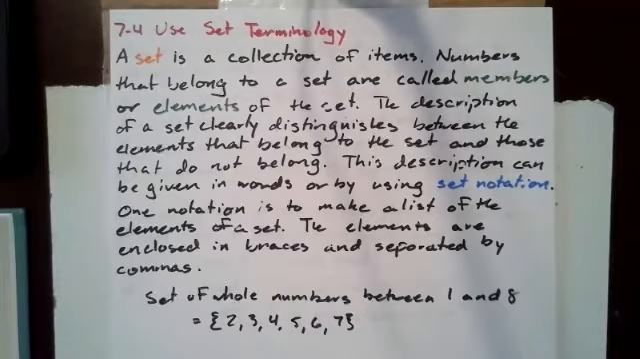One notation is to make a list of the elements of a set. The elements are enclosed in braces and separated by commas. So for example, we could say the set of whole numbers between 1 and 8 is equal to the set of 2, 3, 4, 5, 6, and 7.